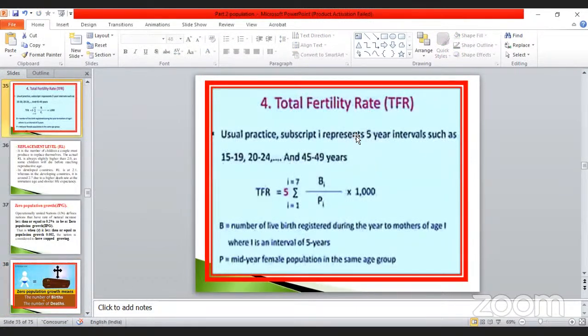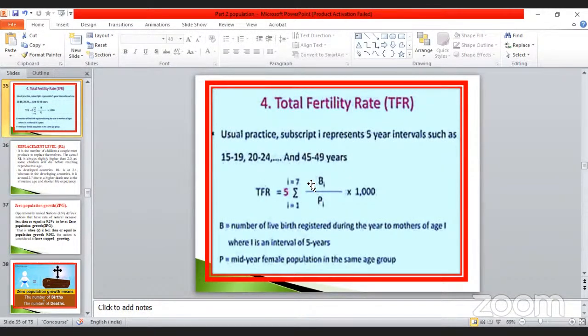See this, total fertility rate. Normally they practice it in 5-year intervals, such as 15 to 19, then 20 to 24, and so on up to 45 to 49. They calculate how many births occur in each interval. This is the formula.